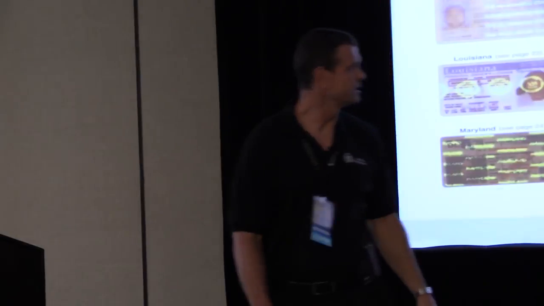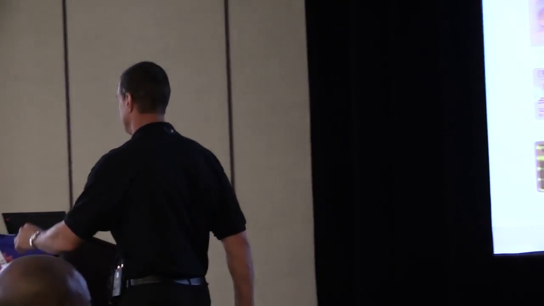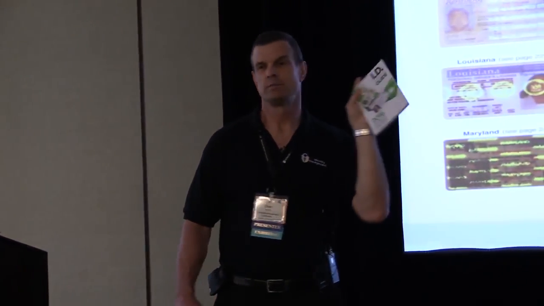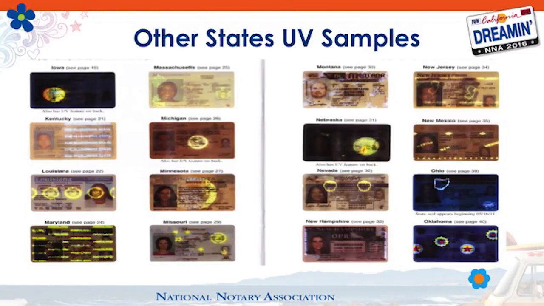But how do you know what to look for in the UV features? That's where the book comes in handy. This book comes out every February. It's got every state inside of it, and on the UV pictures, it'll show you what the UV picture should look like. Not every state is in here, not every state participates in this. But if there's a UV feature on the front and back, it'll show you what the front should be. Everybody has UV. Everybody has their own little twist on it.